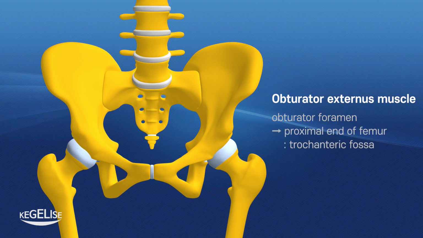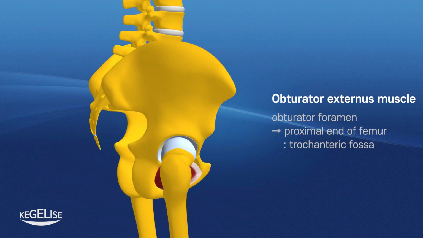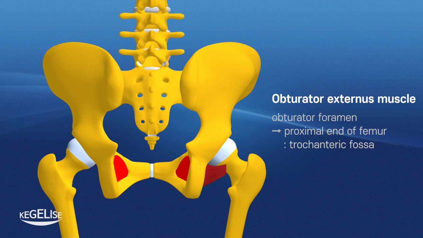The large opening at the lower part of hip bone is called the obturator foramen, and it is enclosed by the obturator membrane. The obturator externus muscle originates from the anterior bony margins of the obturator foramen and the external surface of the obturator membrane. And it inserts into the proximal end of the femur.